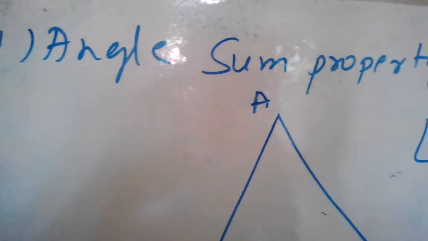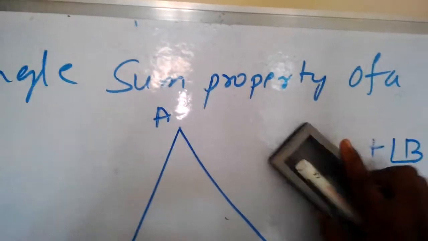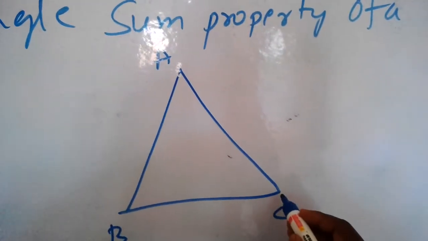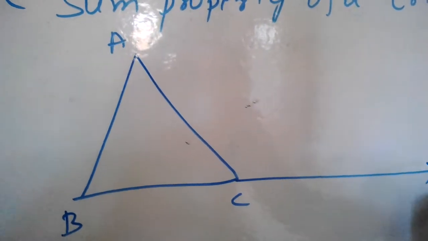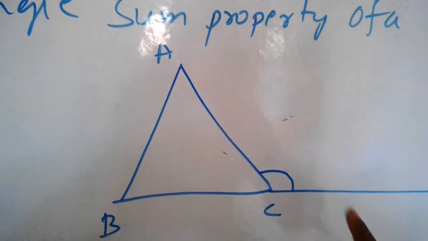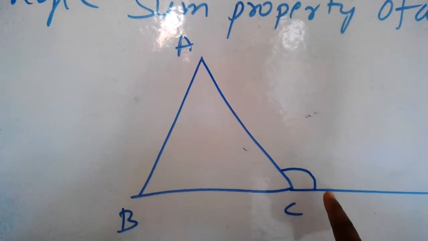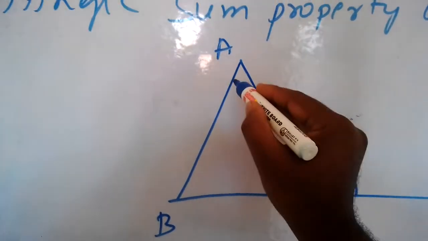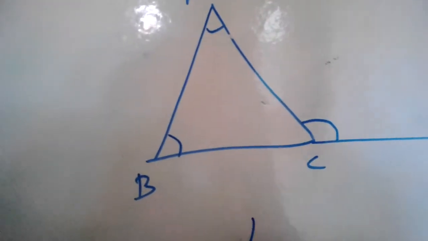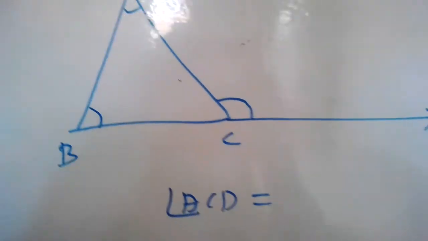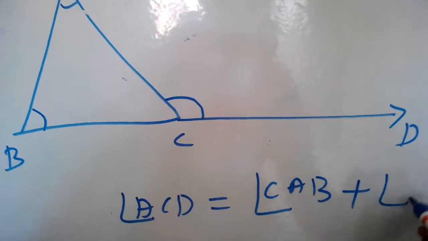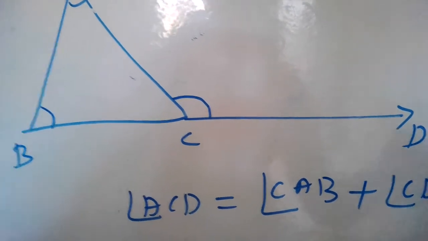Next concept is, if a side of a triangle is produced, then the exterior angle so formed is equal to the sum of the two interior opposite angles. If a side of a triangle is extended, okay, then this is called an exterior angle. Then the exterior angle so formed is equal to the sum of the interior opposite angles. So angle ACD is equal to angle CAB plus angle CBA. Clear? This is one more theorem.